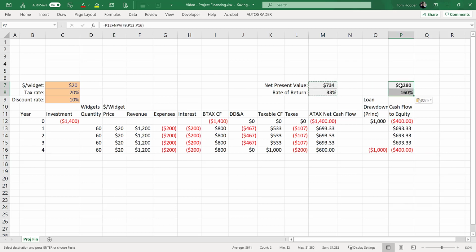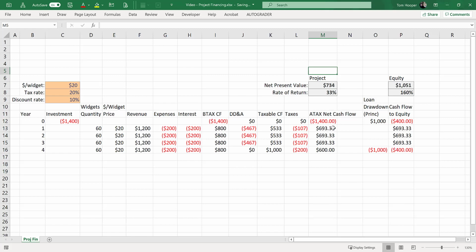So what would the net present value and rate of return look like for the equity? Copy, paste, see if we need to fix any cells that weren't absolute references. Okay, so while the project is only 33% rate of return, the return on equity is 160%. Fantastic. Project equity. So that's the thesis of why we might want to do some project financing.